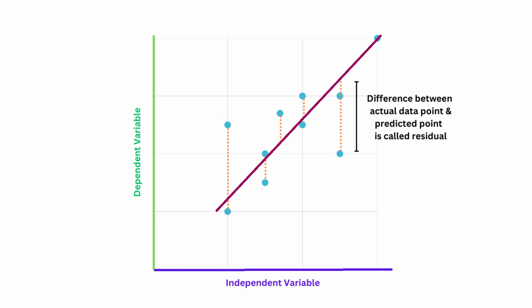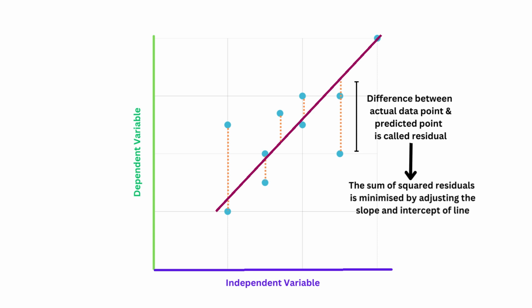First, we calculate the sum of squares of all residuals. Then, our algorithm tries to minimize this value by changing the slope and intercept of the line. This means that the most fitted line is found by changing the slope and intercept such that the sum of squares of residuals is minimized. This method is called the least squares method.